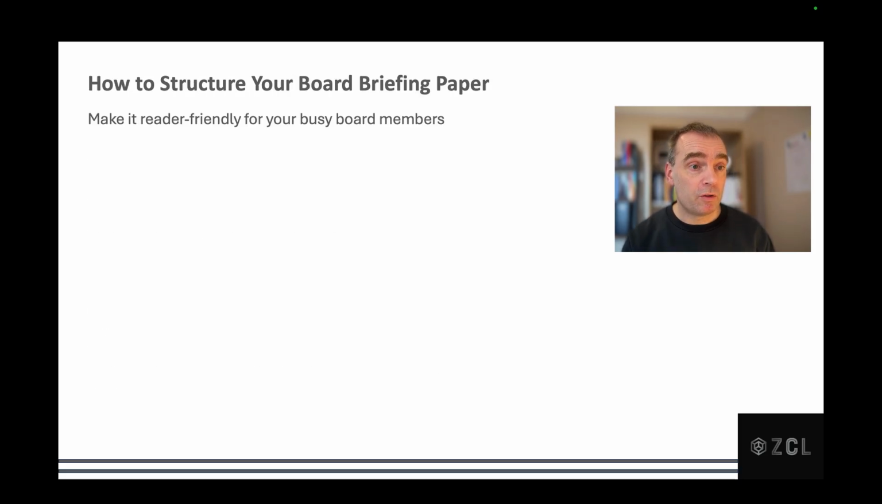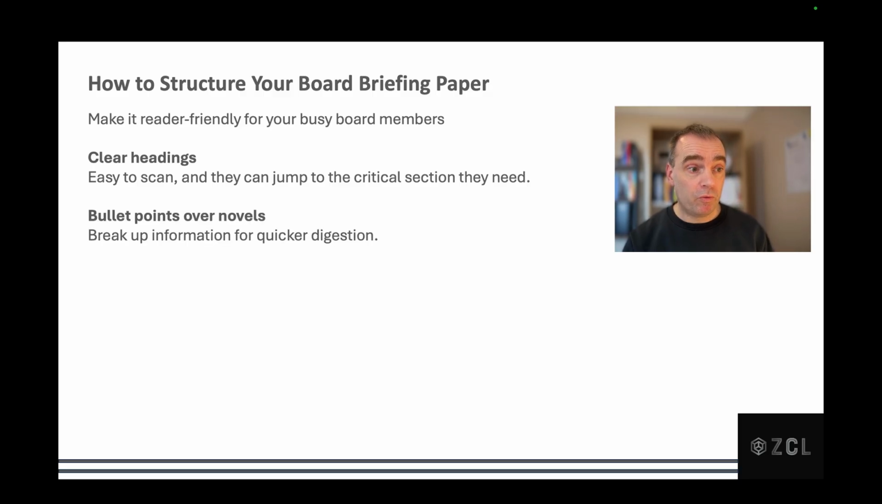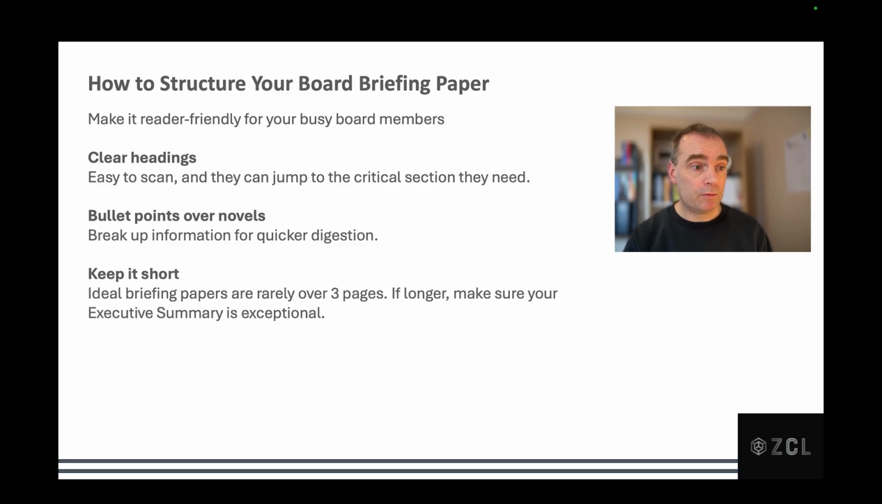So how do you structure the board briefing paper? Make it reader friendly. People are very busy. So clear headings, easy to scan, and people can jump straight to the section that they need to read. Bullet points over novels. It's much easier to take lots of information in if you subdivide it into bullet points rather than hide it in 4 or 5 paragraphs of text. Here are the 4 key bullet points. Okay, got it.